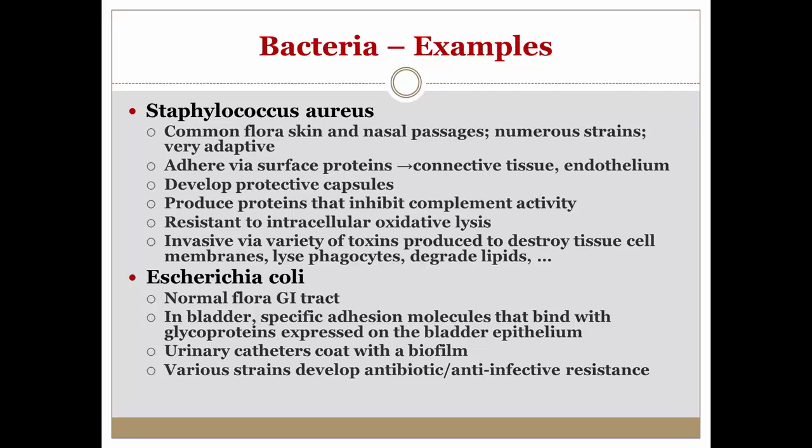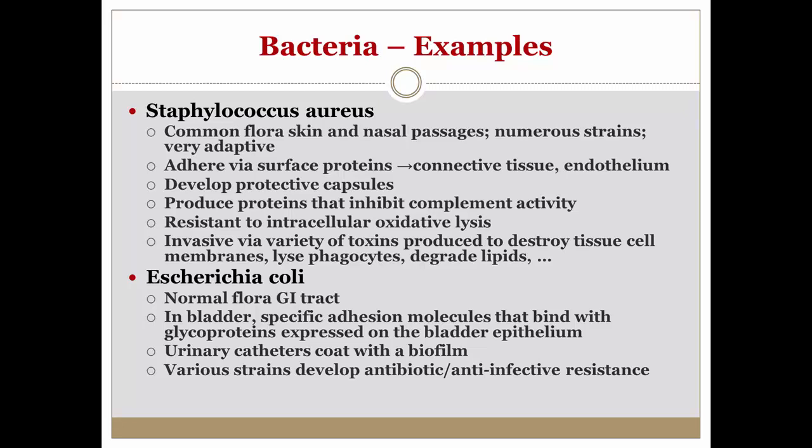So let's look at two very specific bacteria examples. And these are two examples for you to have an understanding of. We're going to look at one that is gram-positive and one that is gram-negative. Staphylococcus aureus is gram-positive. And we know that we are especially concerned with Staph aureus because of the increased risk of Staph aureus in causing healthcare-acquired infections. Now we know that Staph aureus is part of our normal flora, both on our skin and in our nasal passages.